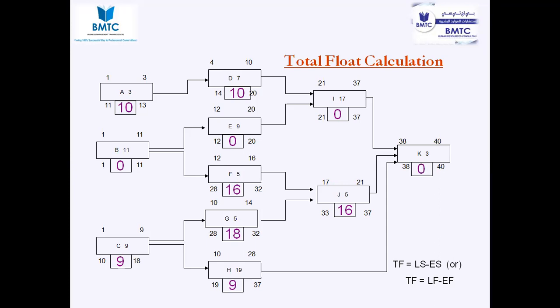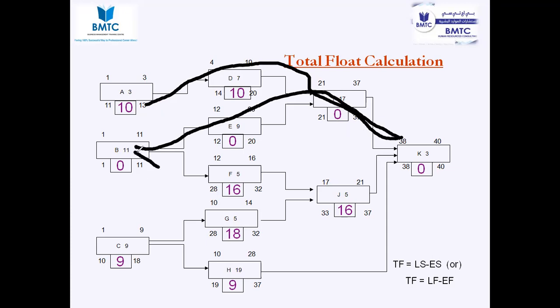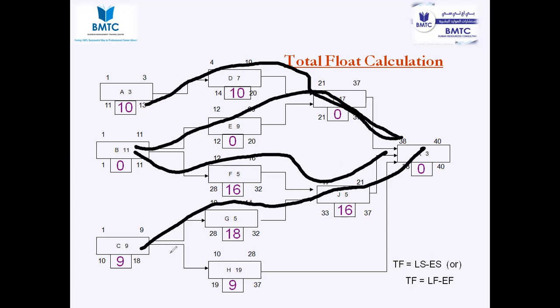How many paths do we have here? 1, 2, 3, 4, 5 paths are there, right? You're able to see the 5 paths. You can see path A, D, and I, one path. B, E, I, and K, one path. B, F, J, and K, one path. C, G, J, and K, one path. And we have C, H, J, and I. So we have a total of 5 paths.